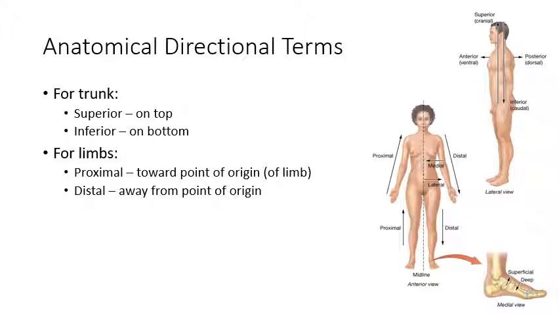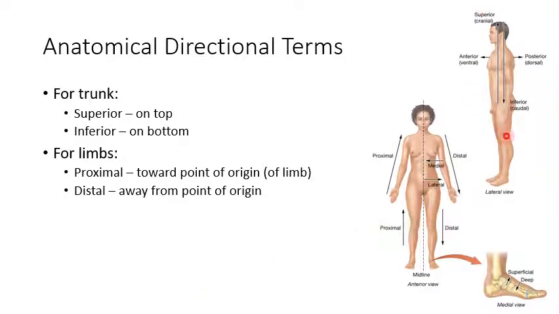For the limbs, which would be the arms and the legs, we use the terms proximal and distal instead of superior and inferior. Proximal means closer to where the limb emerges from the body, which would be either closer to the shoulder or closer to the hip. Distal means further away from that point, so either closer to the fingers or closer to the toes.